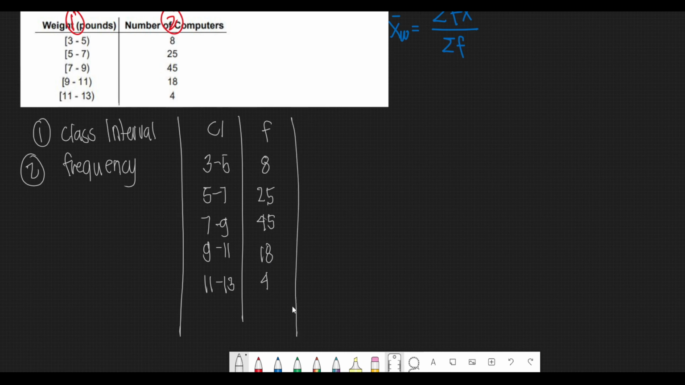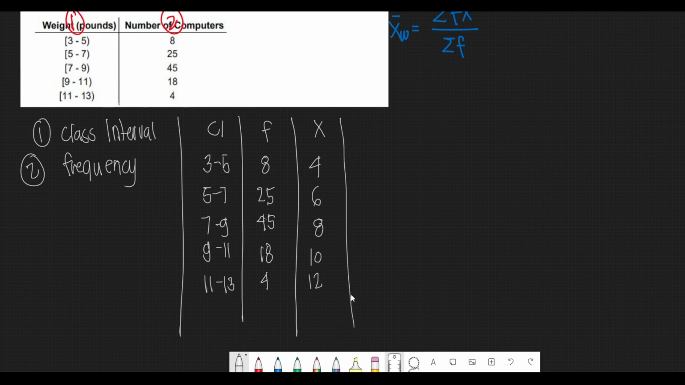We also place here the midpoint, and it's the midpoint of the class interval, or the median of this class interval. We have been solving median for the past videos, so you know that right now. So the midpoint for 3 and 5 is of course the middle, which is 4. This should be 6. 7 to 9 is 8. 9 and 11 is 10. 11 to 13 has a midpoint of 12.